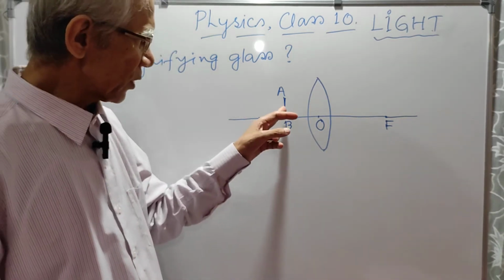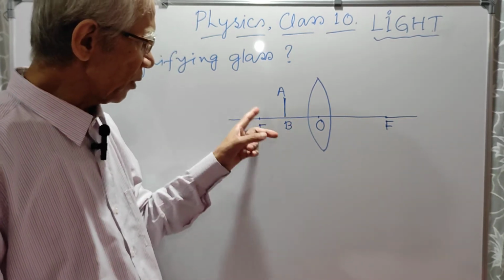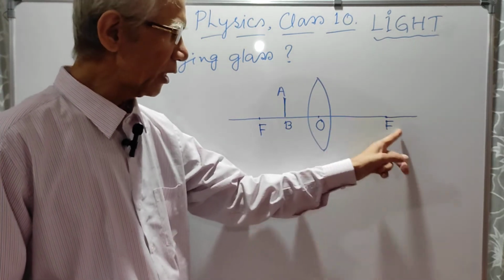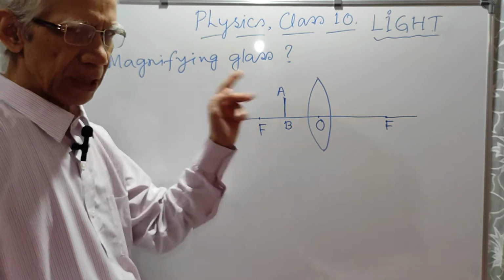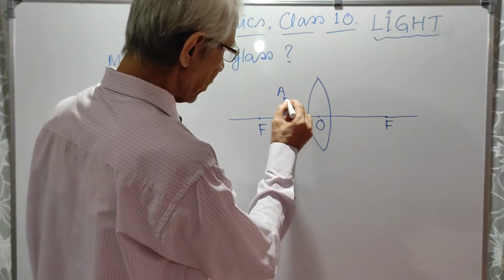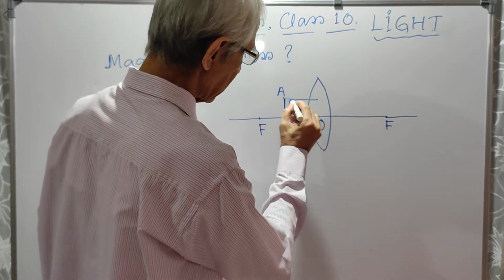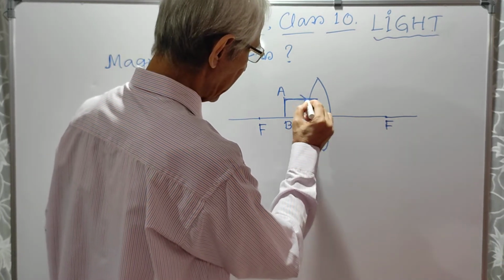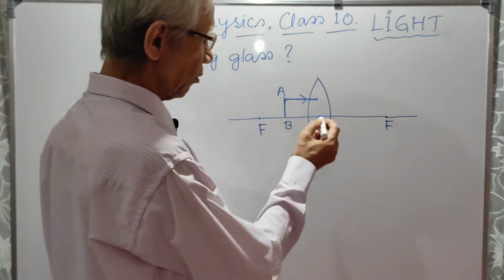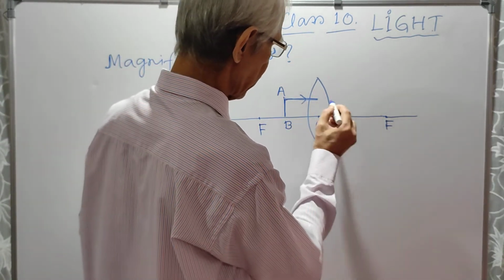Now, the virtual image of the letter through the magnifying glass will be formed somewhere here. So, your eyes are here. You are positioned here. The image will be formed here. Now, how will the image be formed? Let us see. Now, from here, one ray parallel to the principal axis will fall on the lens and it will pass through the focus.